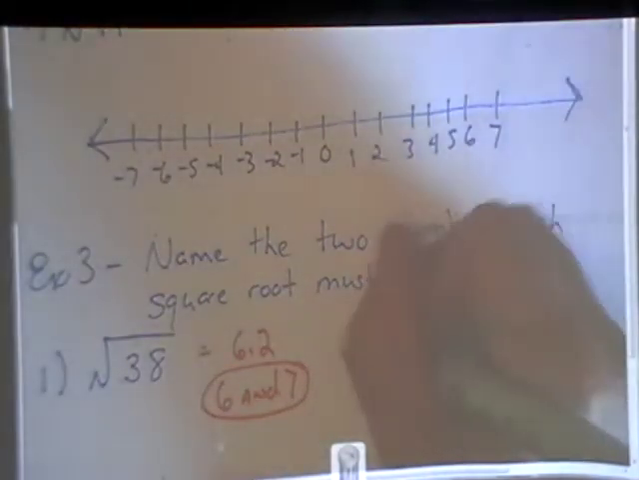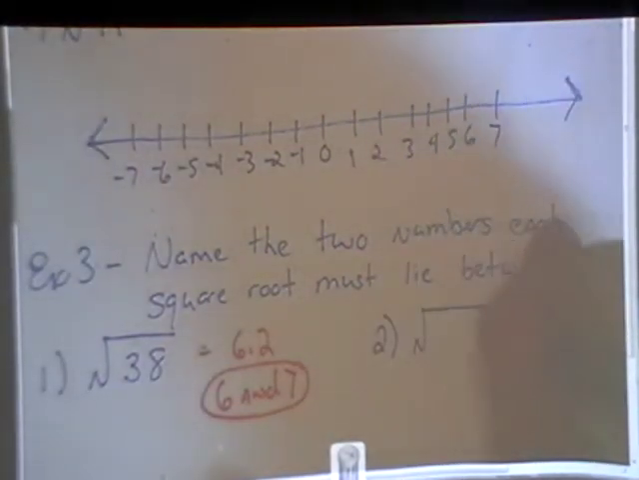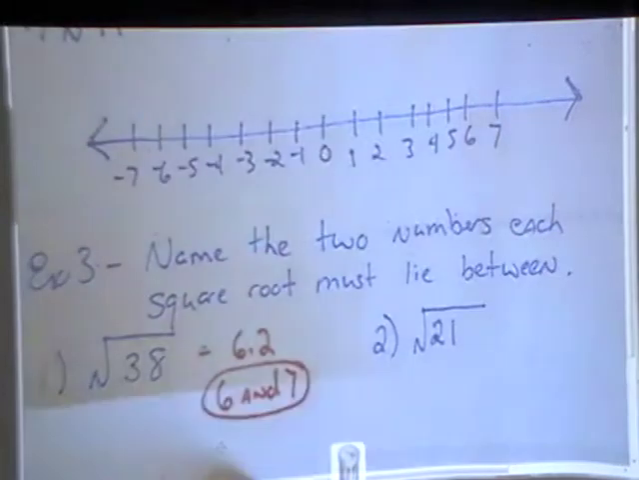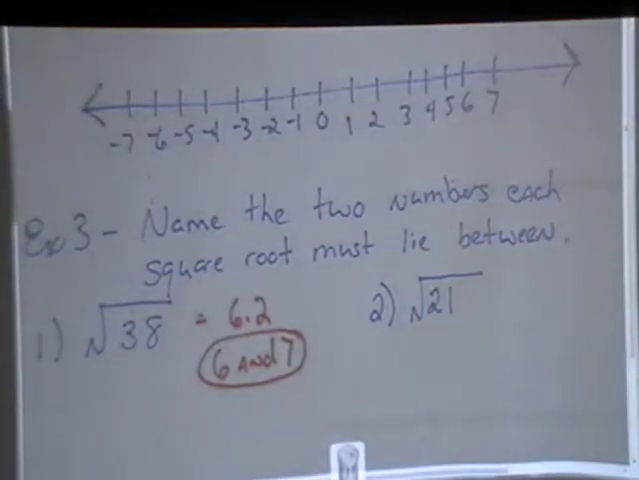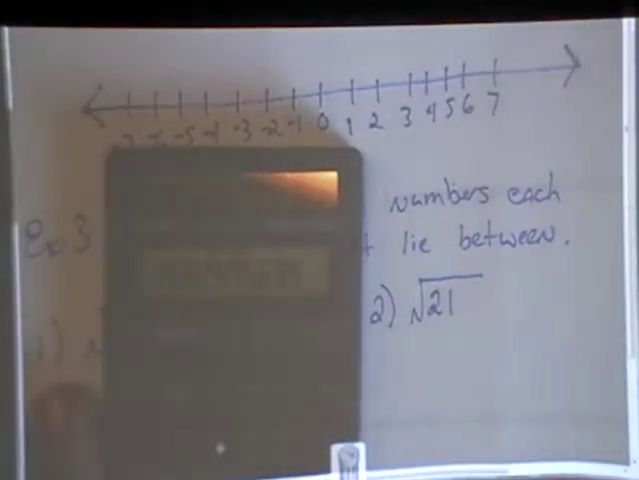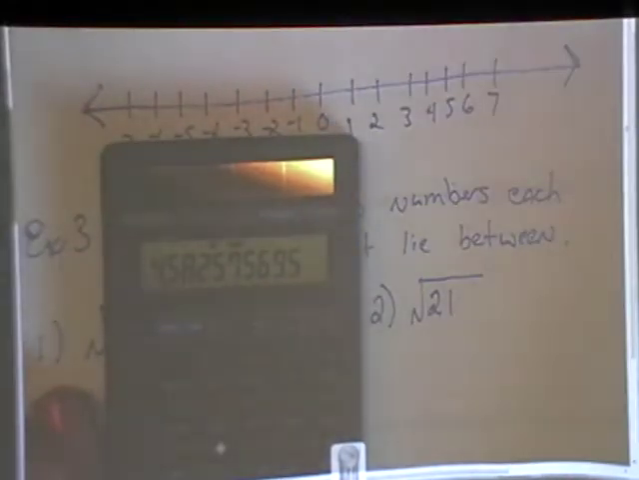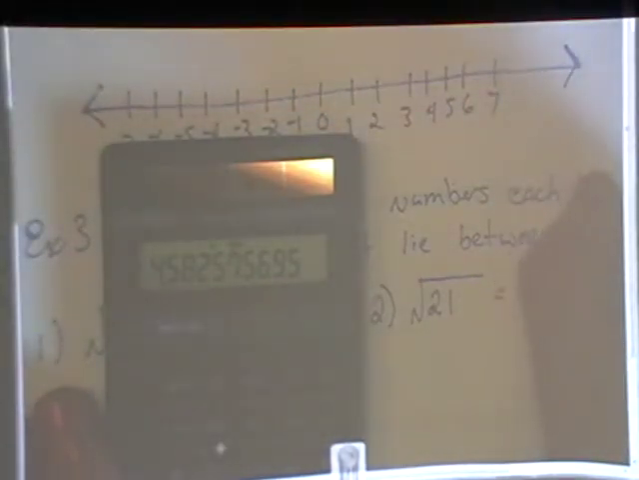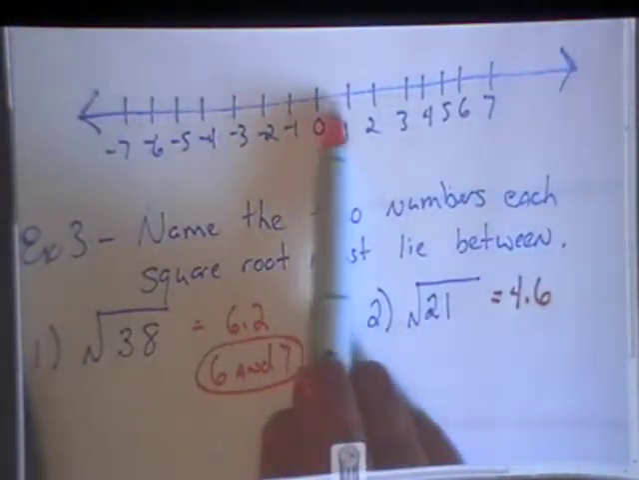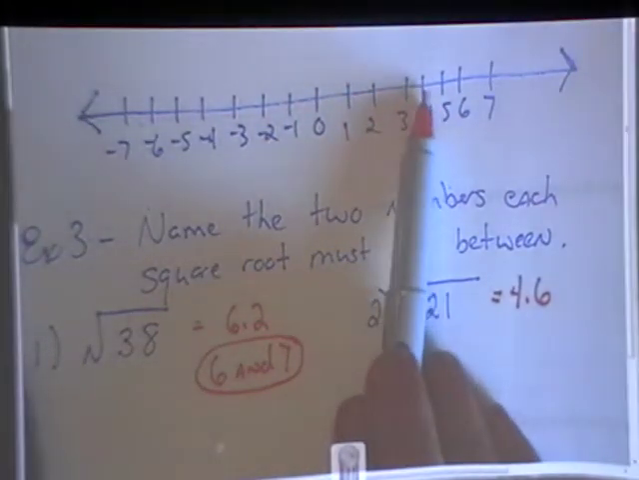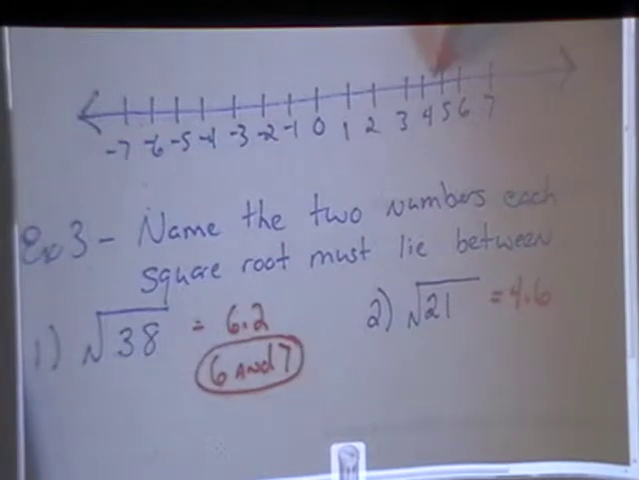Alright, let's try another one. How about if I take the square root of 21. Because we've got our number line, then we'll try one without the number line. Alright, so first take your square root. I got 4.5825, so I'm going to round that to 4.6. Look at your number line. Let's figure out where 4.6 goes. So again, we're positive. We're right in this range. So we're between, we're right here. So the numbers we're between are 4 and 5.